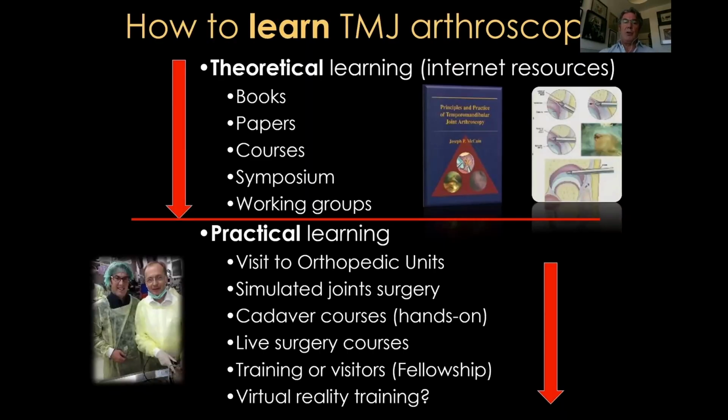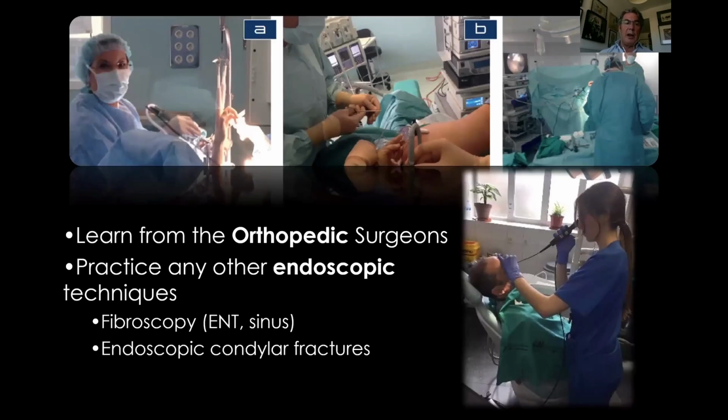How can we learn arthroscopy? We can do theoretical learning, which is done by papers, books, atlases, and so on. And also we have practical learning, because this is the most difficult part to get. So we can do it probably in the future by virtual reality training, live courses, and so on. Our 3 steps are these. Start by taking a look at the orthopedic surgeons. You can learn a lot from them. Practice every endoscopic technique in our specialty, for example, fibroscopy, ENT, or endoscopic condylar fractures.